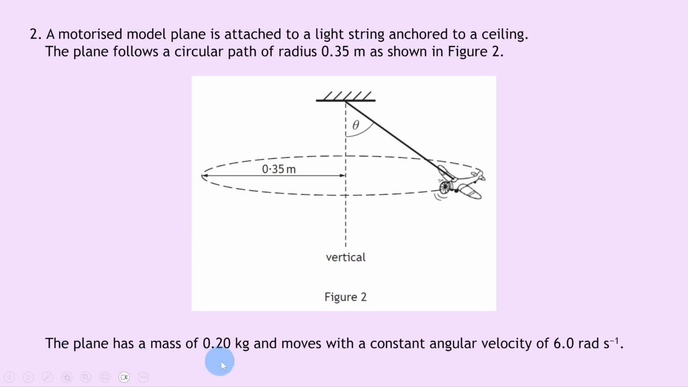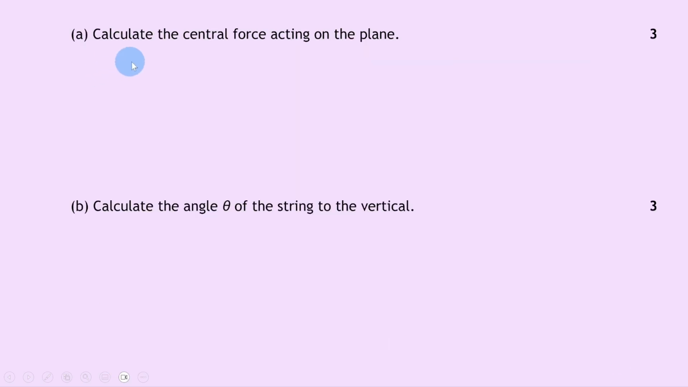It then says the plane has a mass of 0.20 kilograms and moves with a constant angular velocity of 6.0 radians per second. Part A says calculate the central force acting on the plane, and you'll see it's worth 3 marks. Well, remember central force is just another phrase for centripetal force, so we just need to calculate centripetal force here using one of the equations from the relationship sheet.